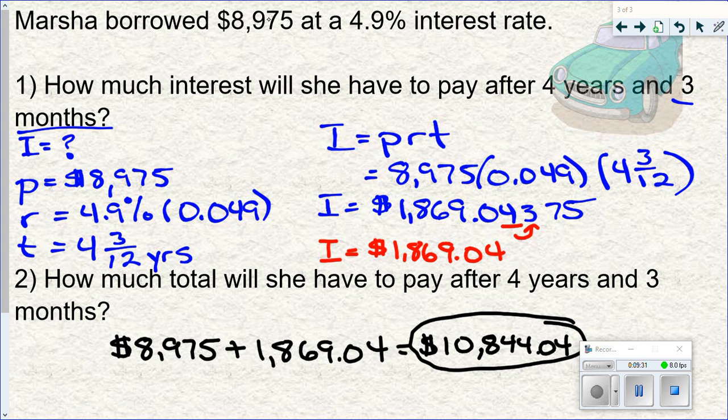So she bought a car that cost $8,975, but because she didn't have enough money to buy it, and she had to borrow some money from the bank, she really ends up paying this amount, $10,844.04. All right, so that's simple interest.